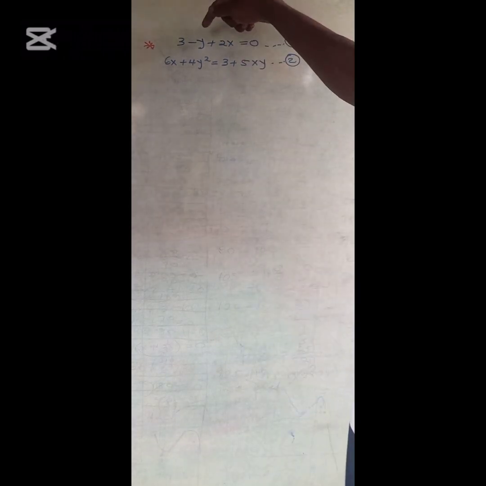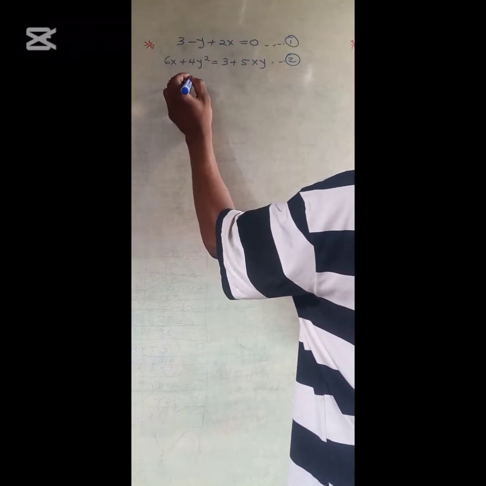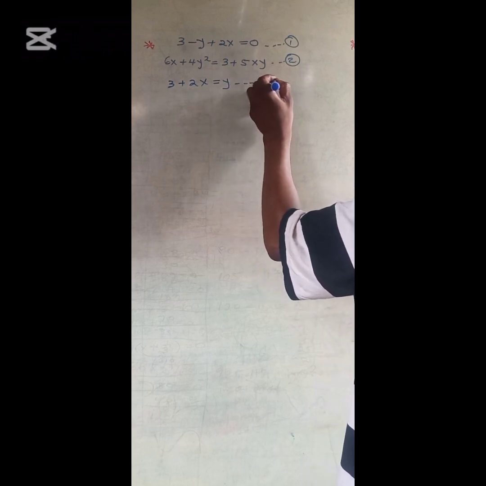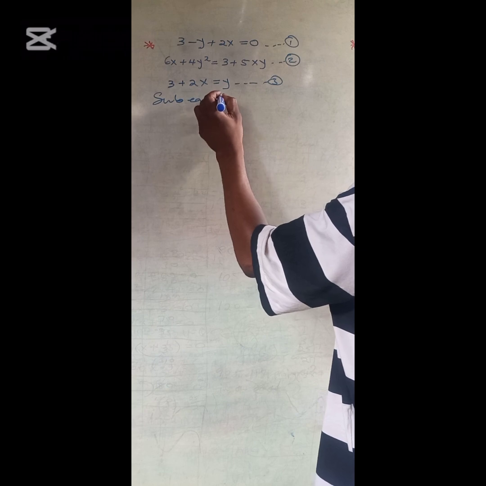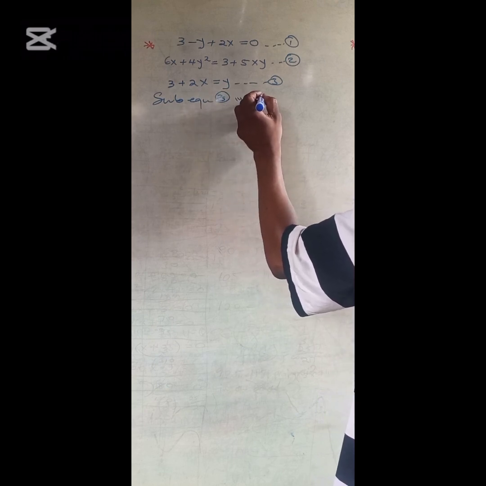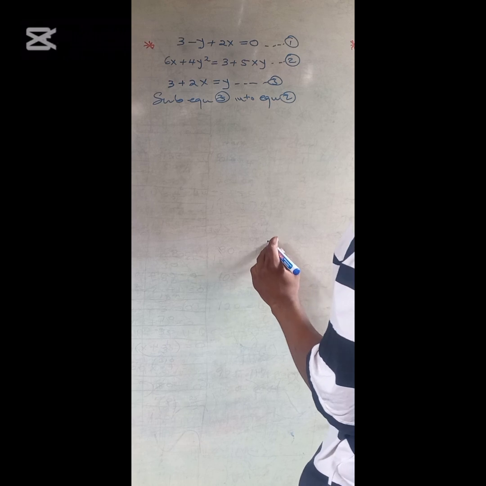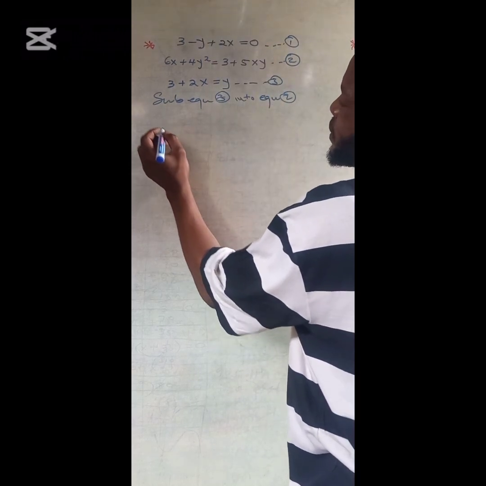So now we need to make either x or y the subject of the formula. It would be easier from equation 1. Let's make y the subject of the formula. So 3 plus 2x is equal to y. That would be our equation 3, right? Now we want to substitute equation 3 into equation 2, because if we substitute it into equation 1, we will get a 0. They are basically the same thing.